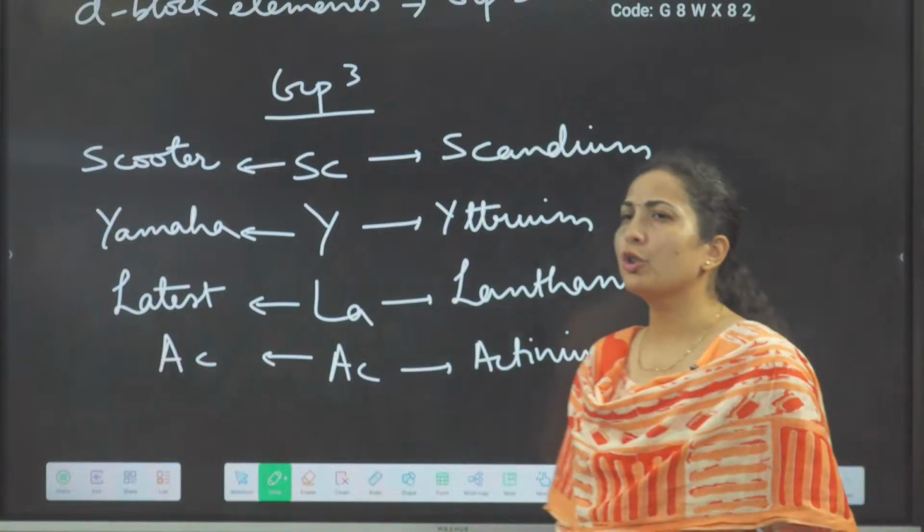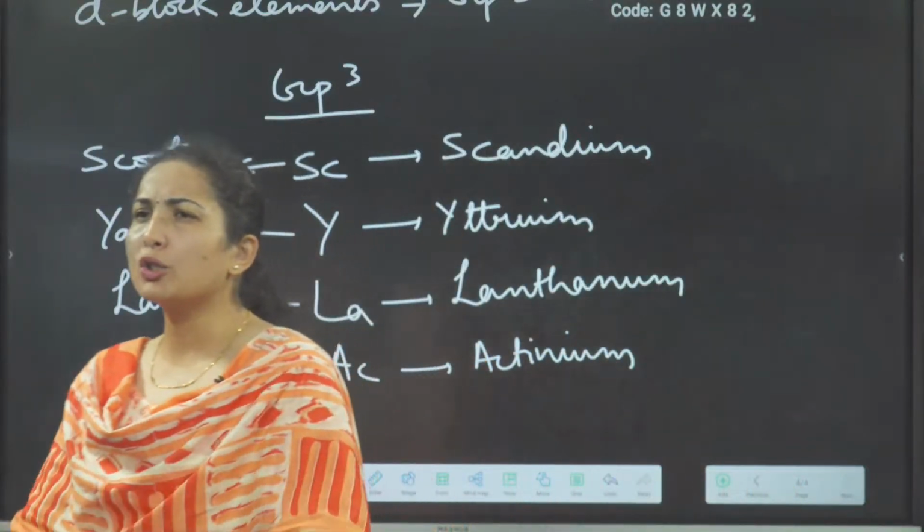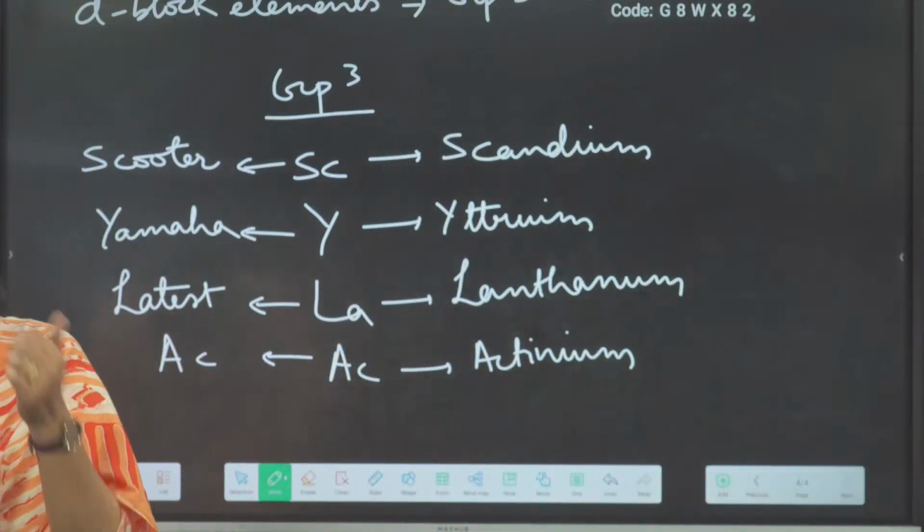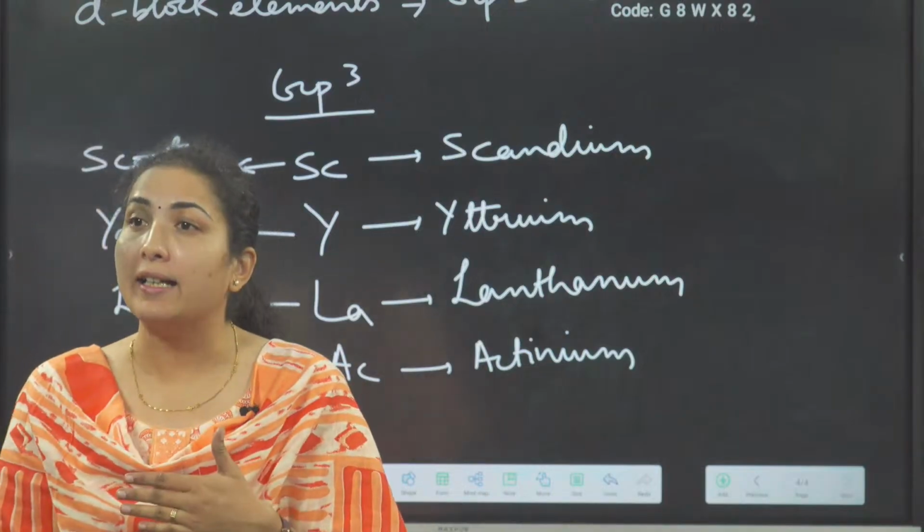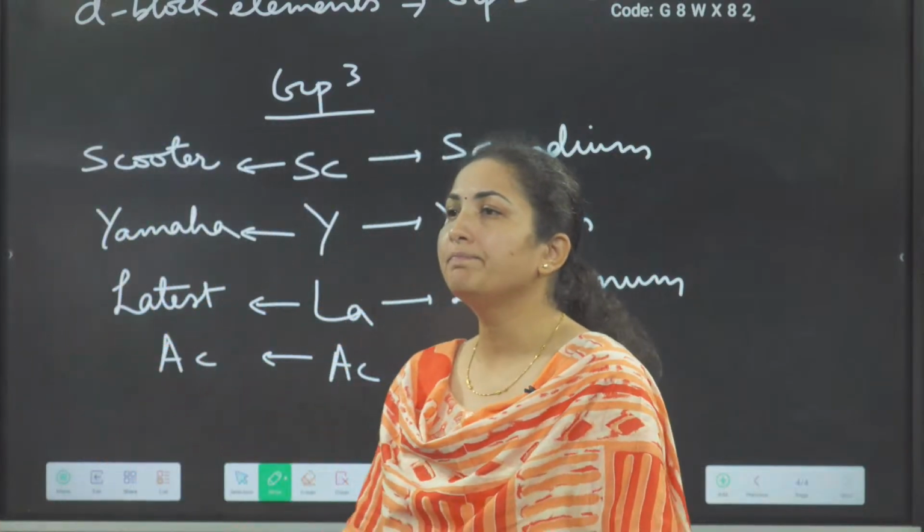And the kind of question they can ask you is, lanthanum belongs to which group? Group 3. Which element is present just below scandium? So you should know it is yttrium.